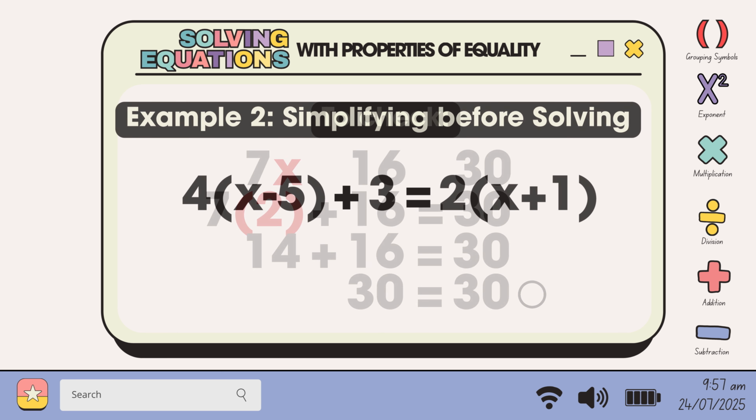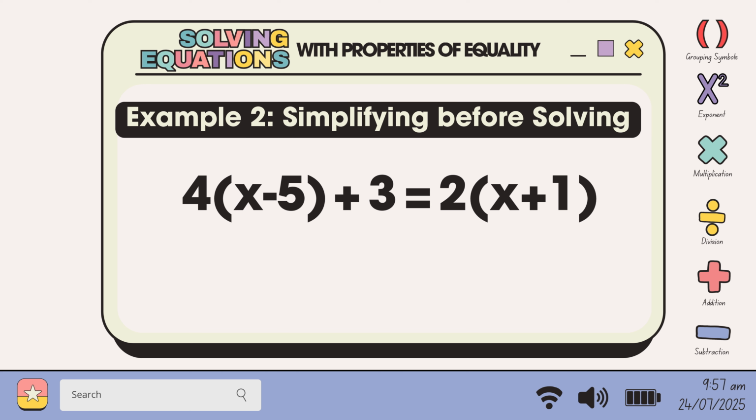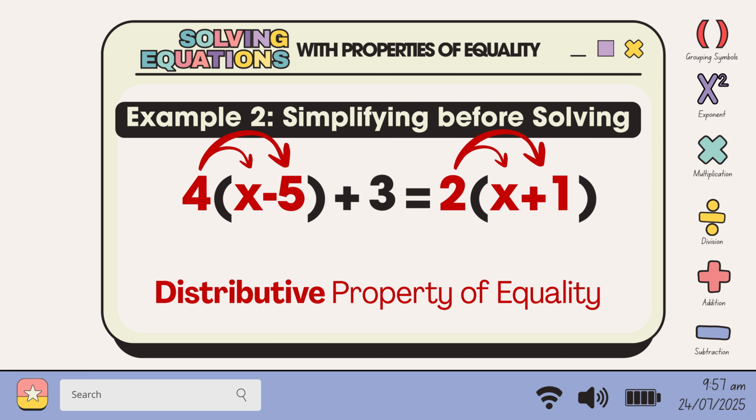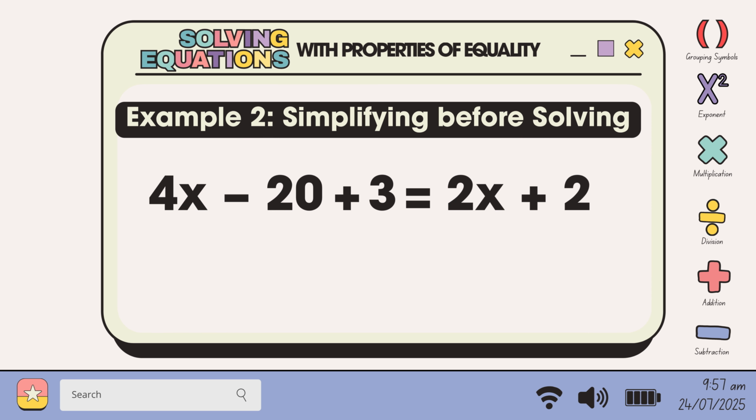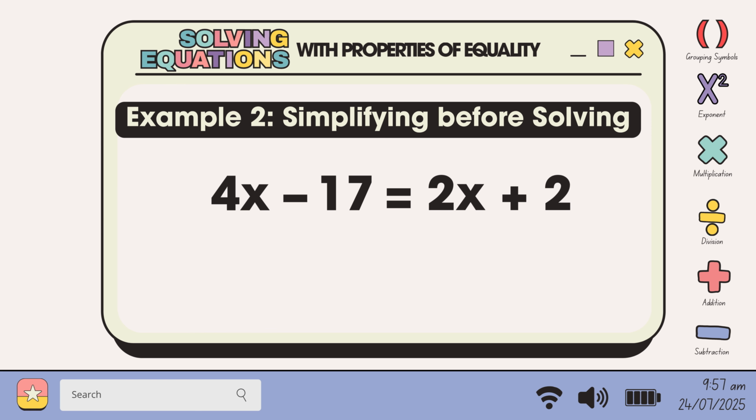The next example requires simplifying before solving. 4 times the quantity of x minus 5, plus 3, equals 2 times the quantity of x plus 1. Apply the distributive property to both sides to get 4x - 20 + 3 = 2x + 2. Combine like terms on the left, -20 + 3, to get 4x - 17 = 2x + 2.